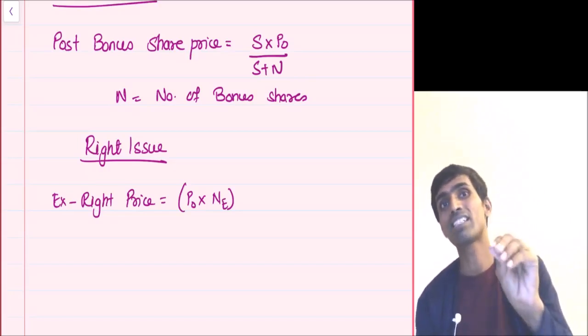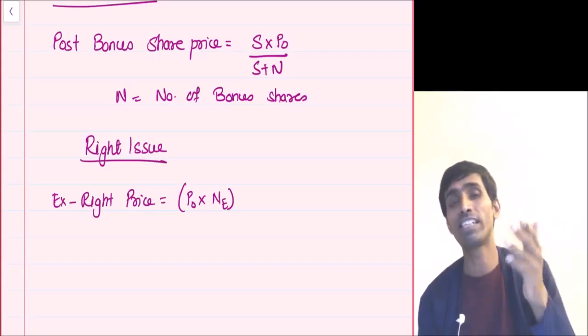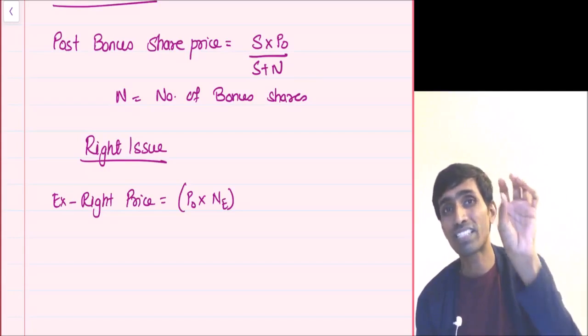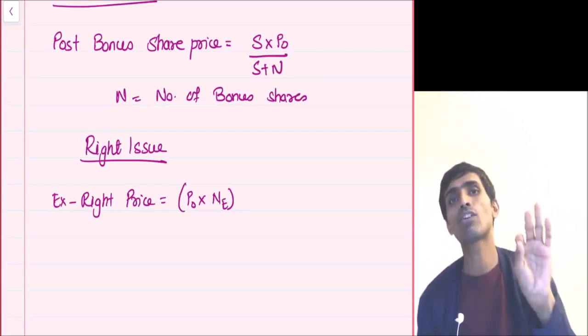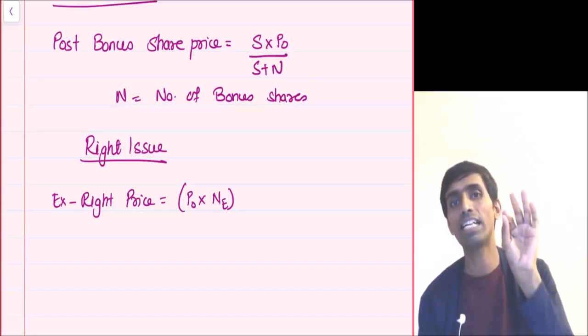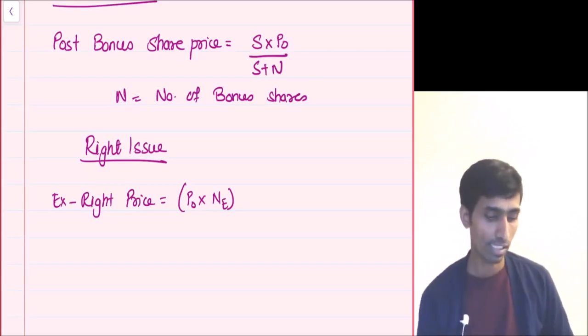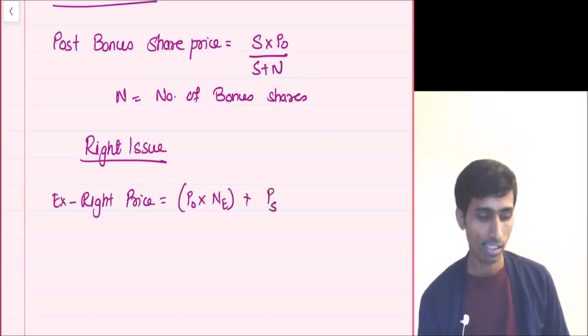Means if the existing shareholders don't buy, now this is not free. Bonus was free. I wanted to give dividend, instead of dividend I am giving you shares. But here it is the first right of the existing shareholders to get the shares, in case the company is raising additional funds. So P0 into NE means existing number of shares, plus PS means subscription price, into number of rights, means per share how many.